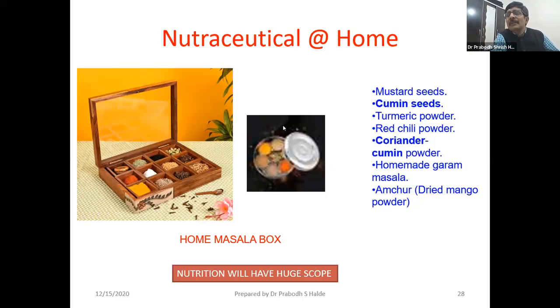Take one example of our masala box. Guntur is famous for masala.